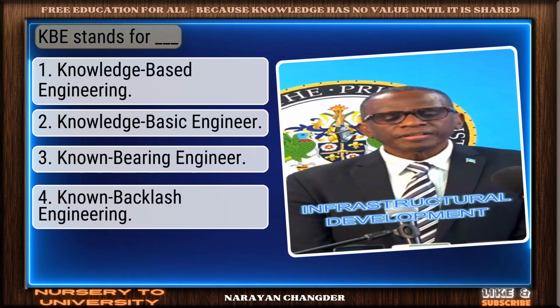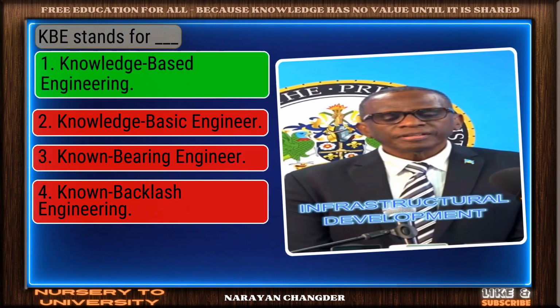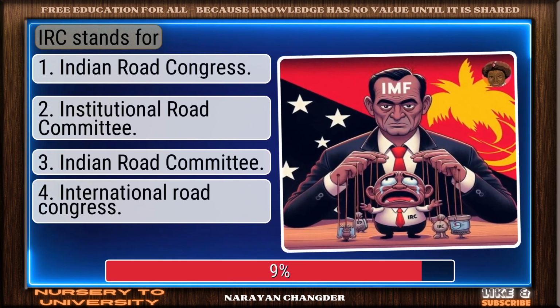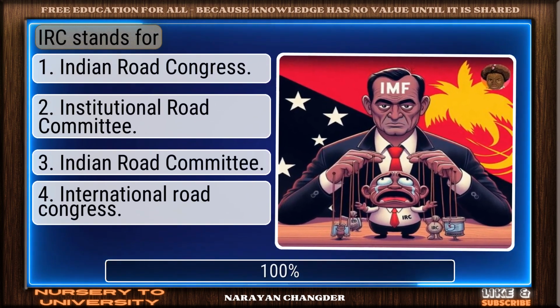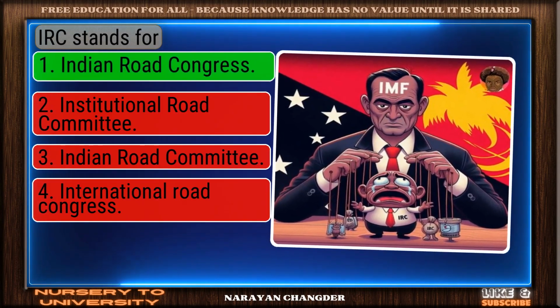KBE stands for dash. Strong choice. Knowledge-based engineering is the right answer. IRC stands for... You're right. Indian Roads Congress is the correct answer.